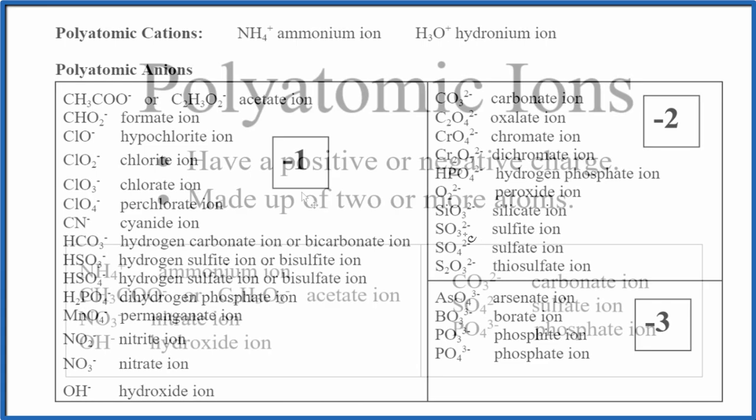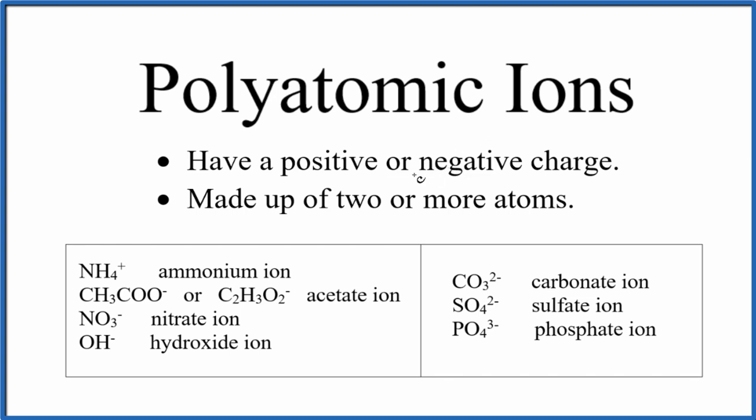They look like this. So remember, our polyatomic ions have a positive or a negative charge, and they're made up of 2 or more atoms. Those atoms are usually nonmetals. So these are the 7 that I would remember here.